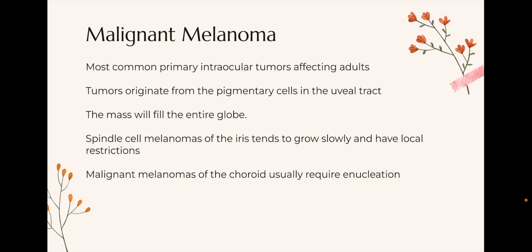So the spindle cell melanomas of the iris tend to grow slowly and have local restrictions, while the pigmentary cells of the uveal tract will fill the entire globe. Malignant melanomas of the choroid typically require enucleation. So on this slide, there are 3 different locations for this melanoma. We have one in the pigmentary cells, which will fill the entire globe. The spindle cells of the iris will kind of just hang out in that area. And then the ones in the choroid will require enucleation to treat that cancer.